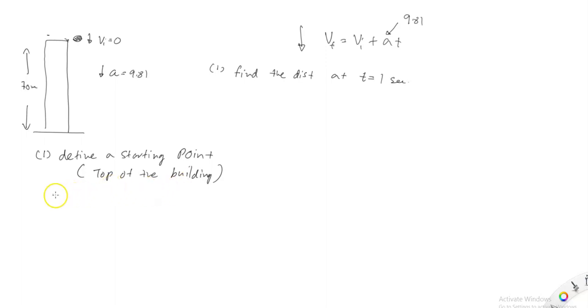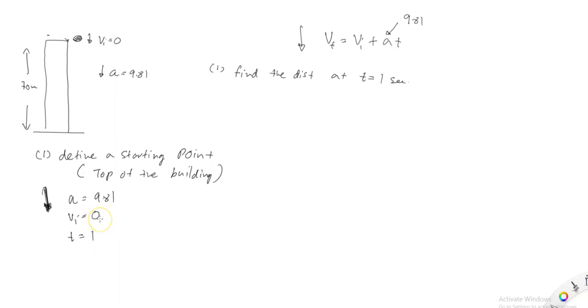So from that point the ball is moving downwards with an increasing speed, so your acceleration is positive 9.81, right? It's not slowing down, it's speeding up, so it's going to be a positive acceleration. V initial is 0. The question is, what's the distance after t equals 1? After 1 second, what's the distance it had traveled?